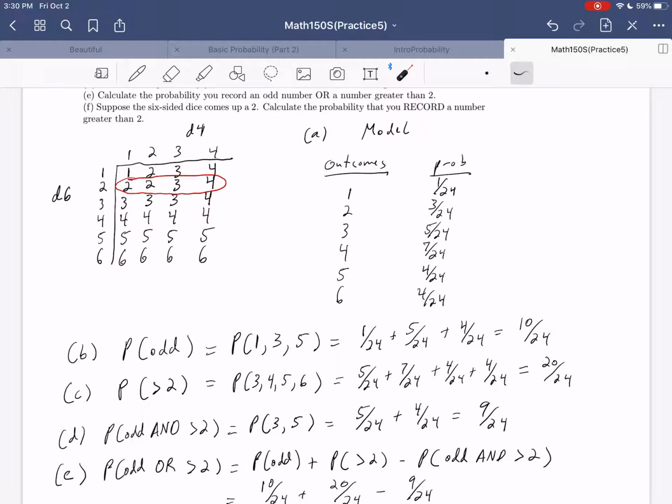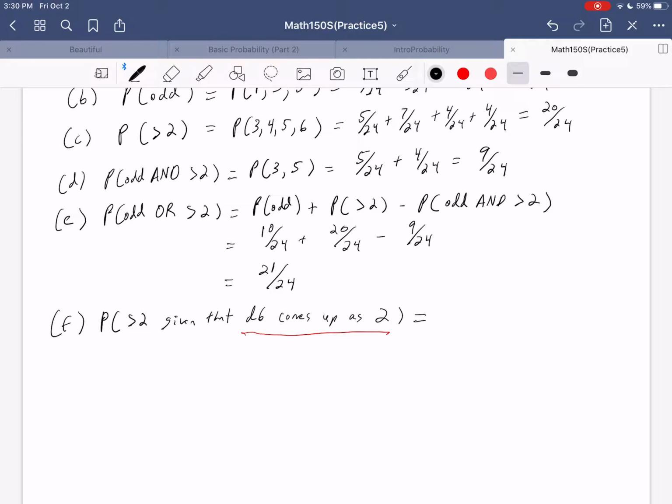So does that mean it's 2 out of 24? Well, no, because there's only 4 options now. By knowing that this is going to happen, it's restricted our attention to just these 4 possible outcomes. So there are 2 things that give what we want, greater than 2, out of 4 total things. So the probability here should be 2 out of 4. Now, we will investigate this further in the advanced probability section of our course, where we'll talk about what are more formally called conditional probabilities. This was just a glimpse at that as we move towards advanced probability.